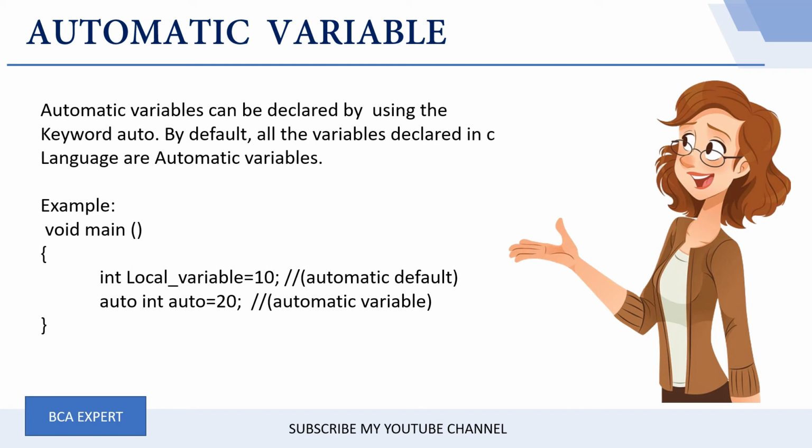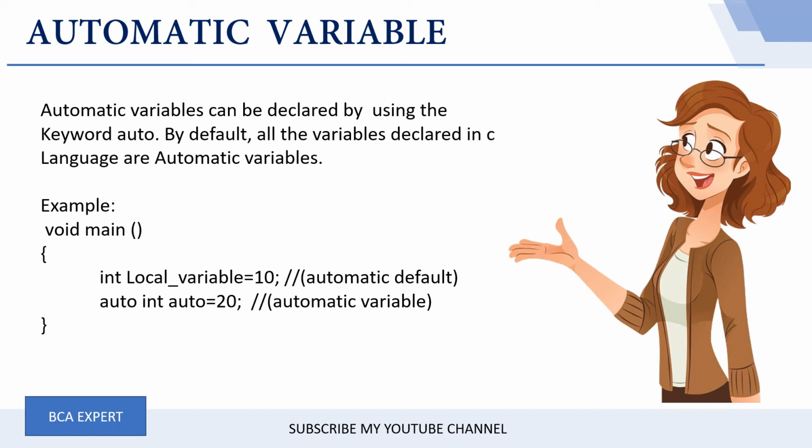I can either use this auto keyword, or I can just simply declare a variable with the integer data type, type the variable name and assign the value to it. Both are considered to be automatic variables.